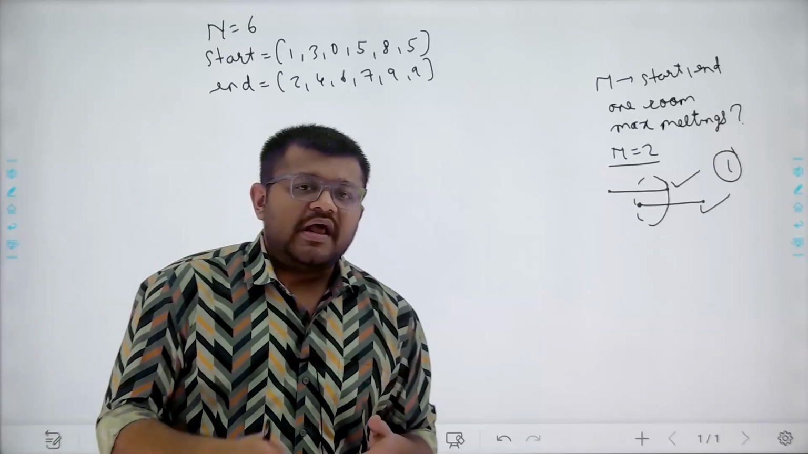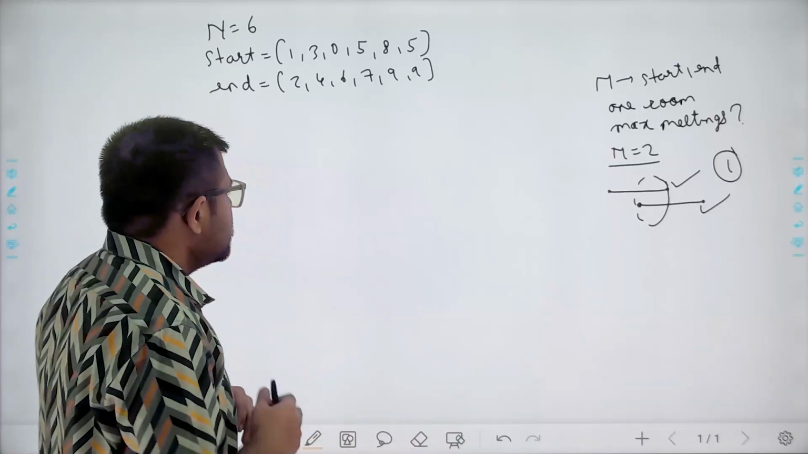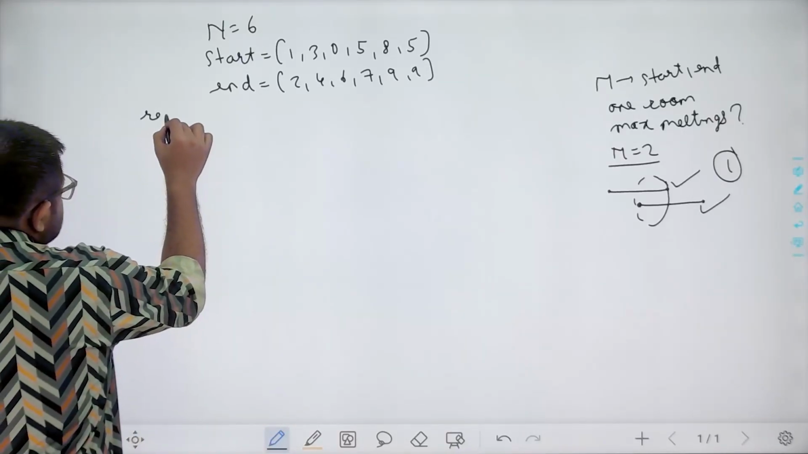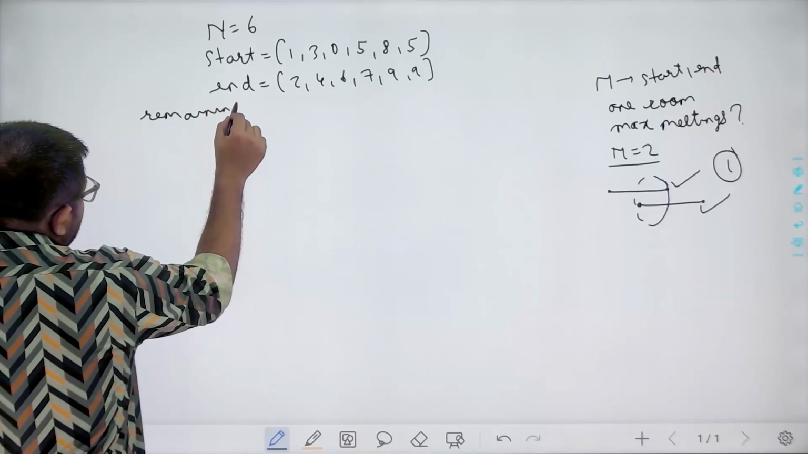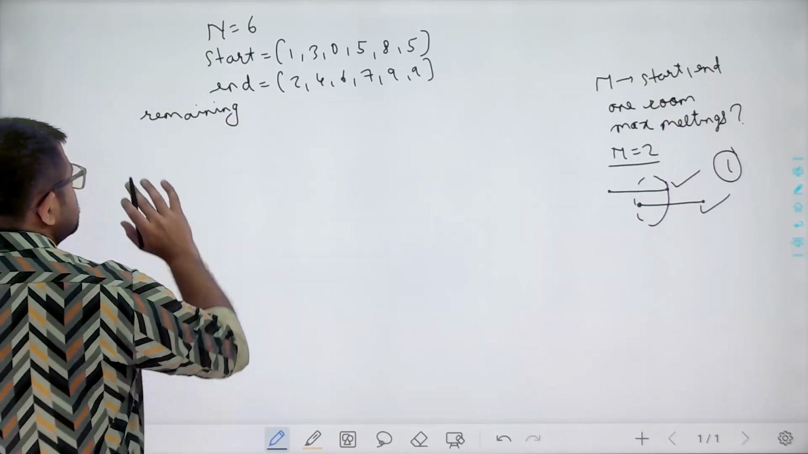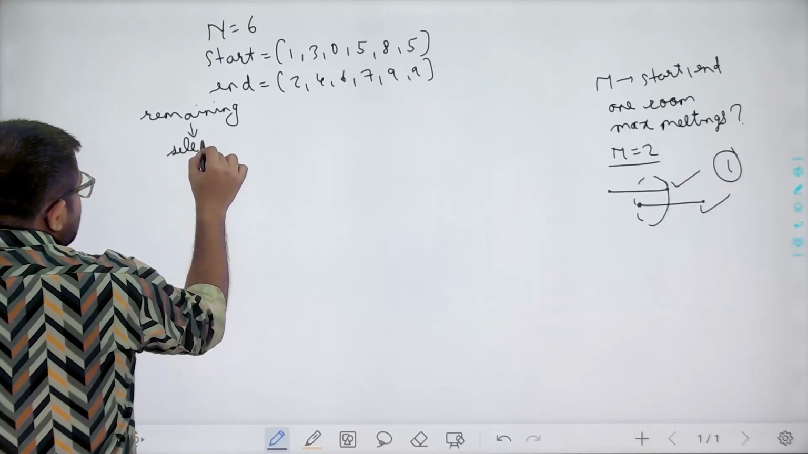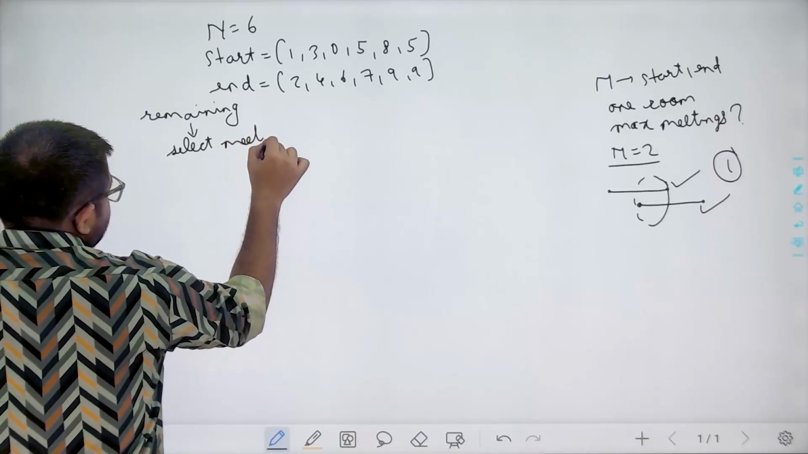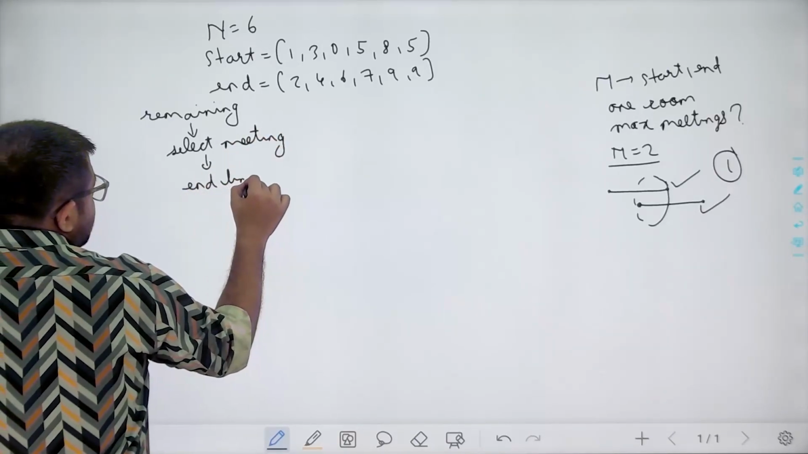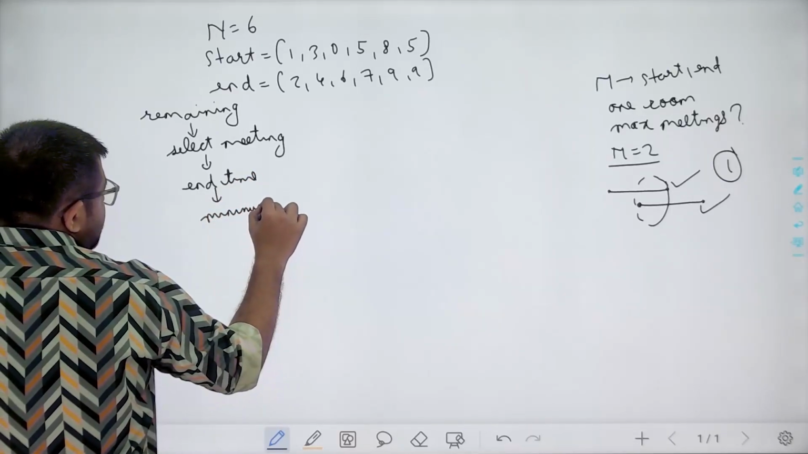Now first I'll tell you the approach and then I'll tell you the reason behind that. That would be better. So the approach is, out of the remaining meetings to be considered, I'll explain, you'll get everything. Just hold on. Out of the remaining meetings, we will select the meeting whose end time is minimum, and in this way we will get the maximum number of meetings.